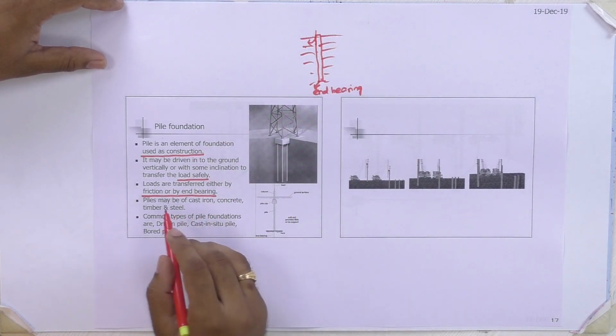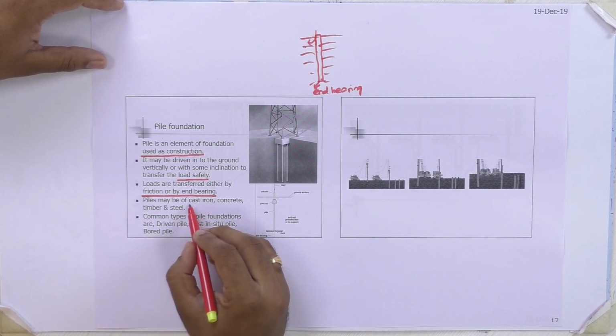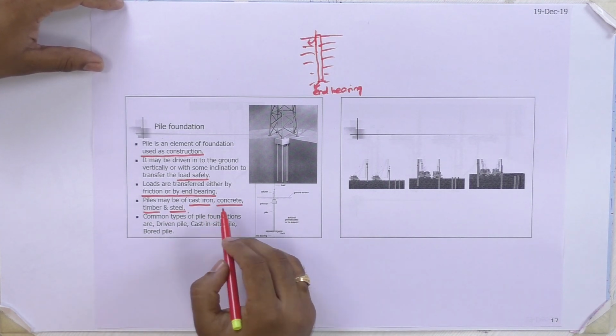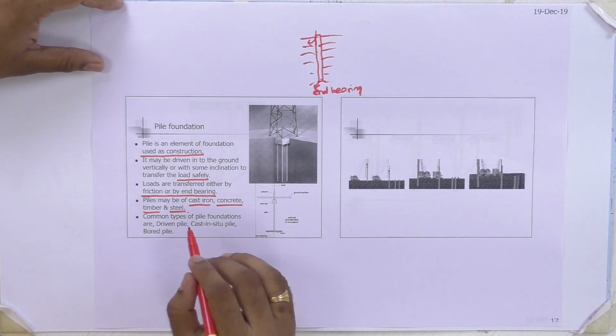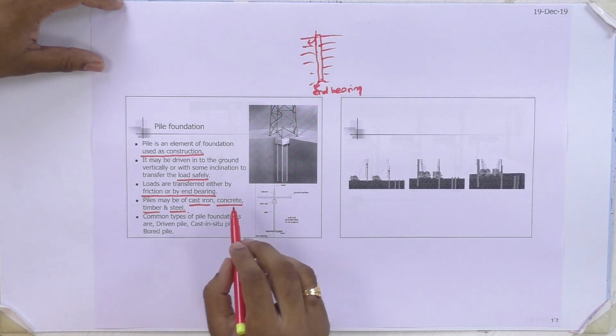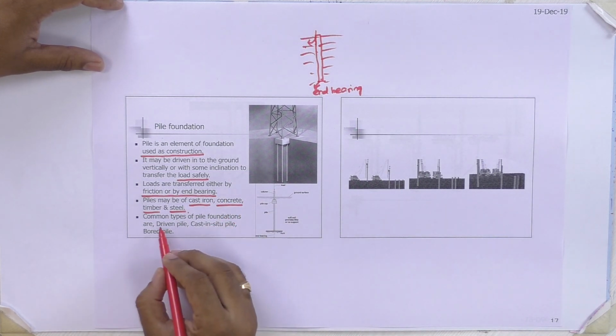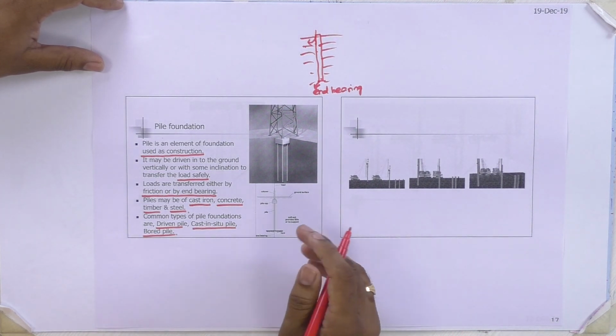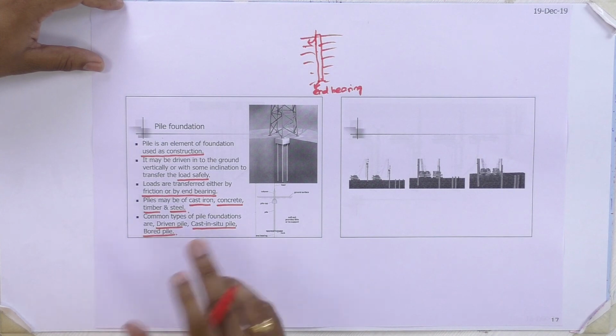pile foundation. And piles may be of cast iron, concrete, timber and steel. Mostly we are using concrete as well as cast iron, and timber and steel we are rarely using. Common types of pile foundations are driven pile, cast in situ pile and bored pile. So we adopt different methods for constructing a pile foundation.